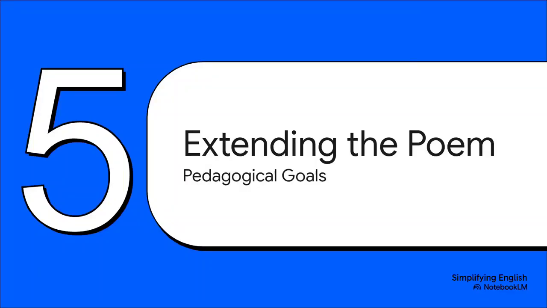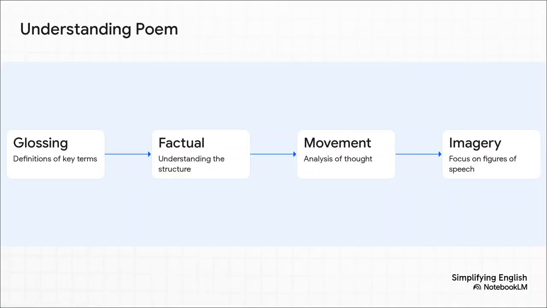Finally, Section 5, Extending the Poem, looking at the broader pedagogical goals. This right here is basically the secret blueprint of our whole explainer today. By following these steps, starting with the literal definitions, mapping out the beginning to end structure, and then diving really deep into the engine imagery and specific clicking sounds, we haven't just read a poem. We've developed actual poetic sensitivity. We've learned how to dismantle a scene and truly read like a writer.